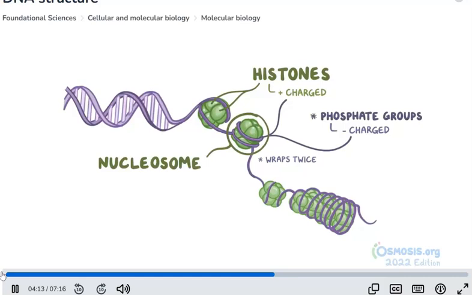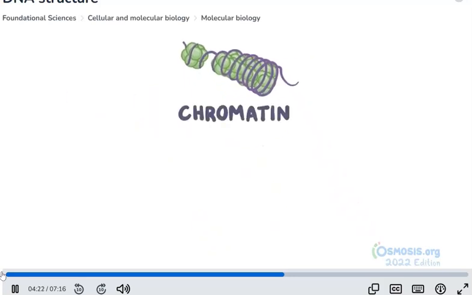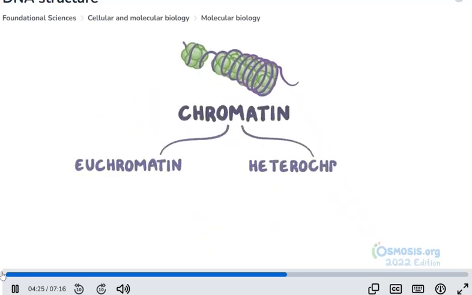Nucleosomes look a bit like beads on a string, and they can snuggle close together and be further packaged as chromatin fibers. Chromatin comes in 2 flavors, euchromatin and heterochromatin.